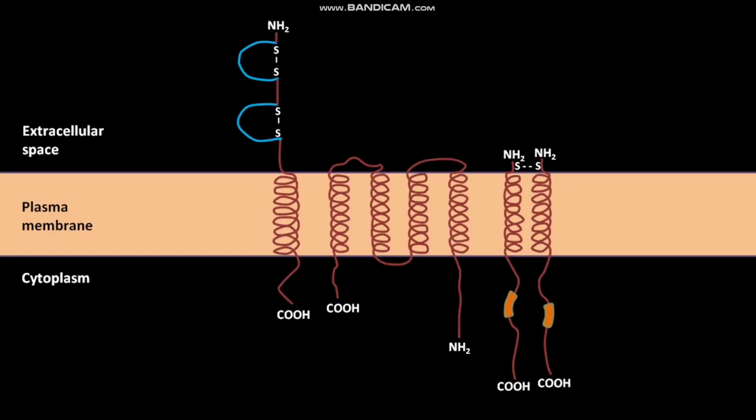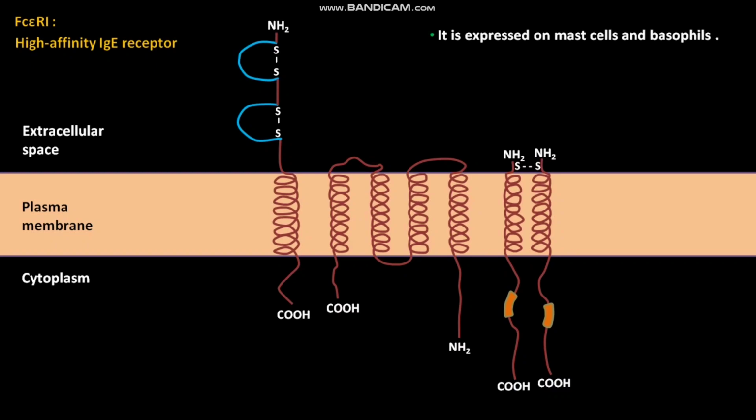Let us discuss the Fc epsilon R1 receptor. It is the high affinity IgE receptor. It is expressed on mast cells and basophils. It binds IgE with a high affinity, Kd 1 to 2 × 10^-9 molar.